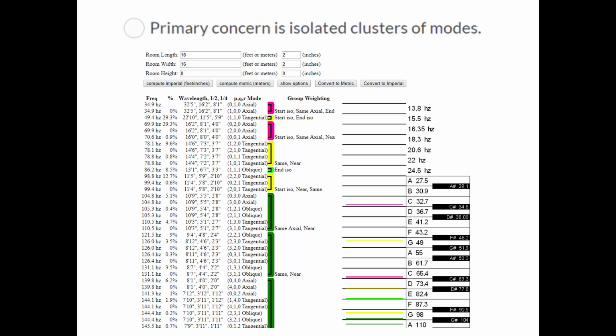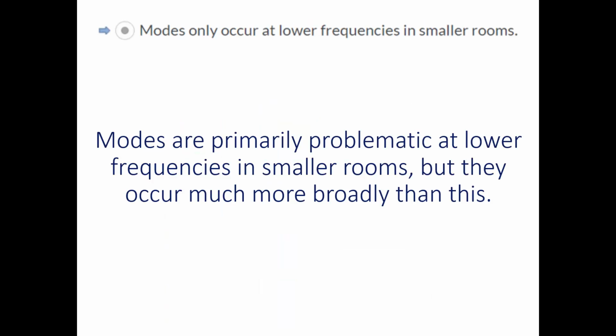That was something we covered in lecture. That's what the bolt area and other methods try to avoid. So this is the one that was false. It says modes only occur at lower frequencies in smaller rooms. Maybe this is a little tricky. Maybe that's why a large percent of you got this one wrong.